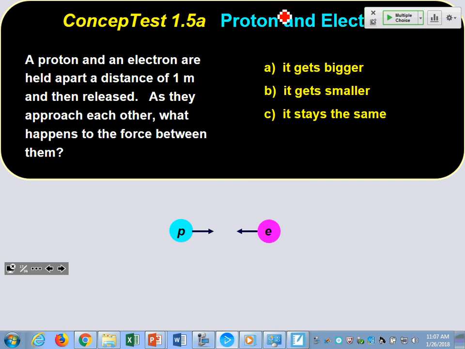That as they get together, the force is going to get bigger, right? Because F is equal to kQQ over r squared. As r decreases, F increases. It's an inverse square relationship. It increases by a lot, in fact.